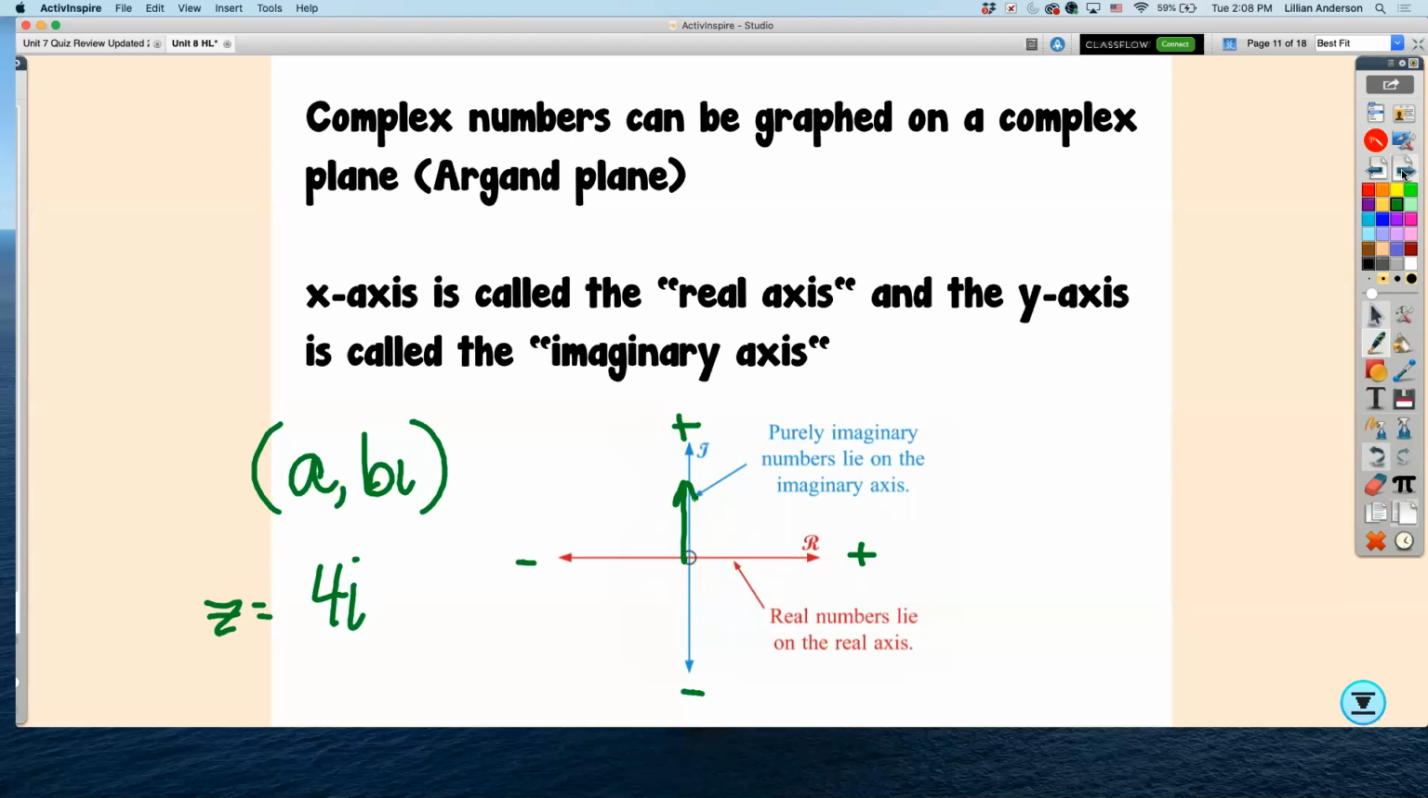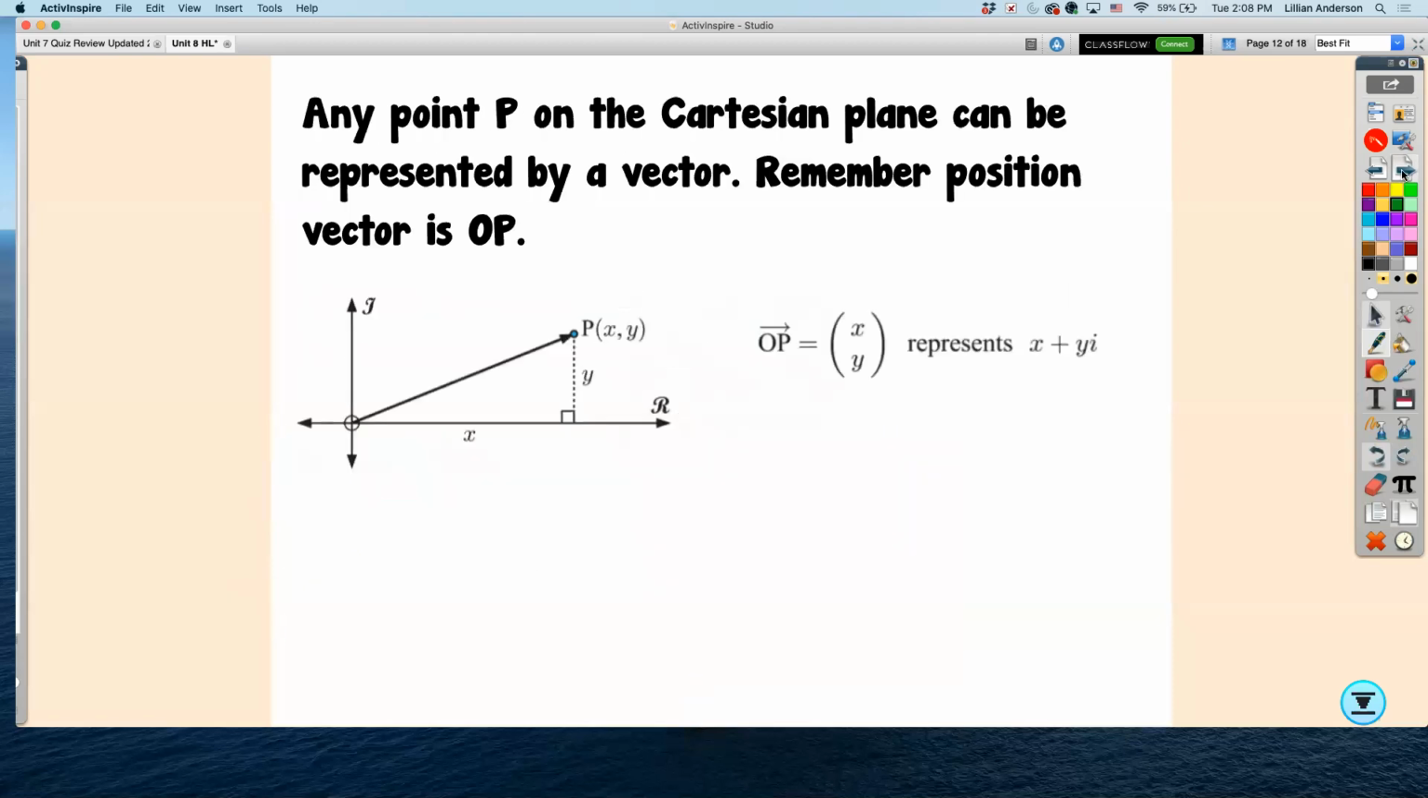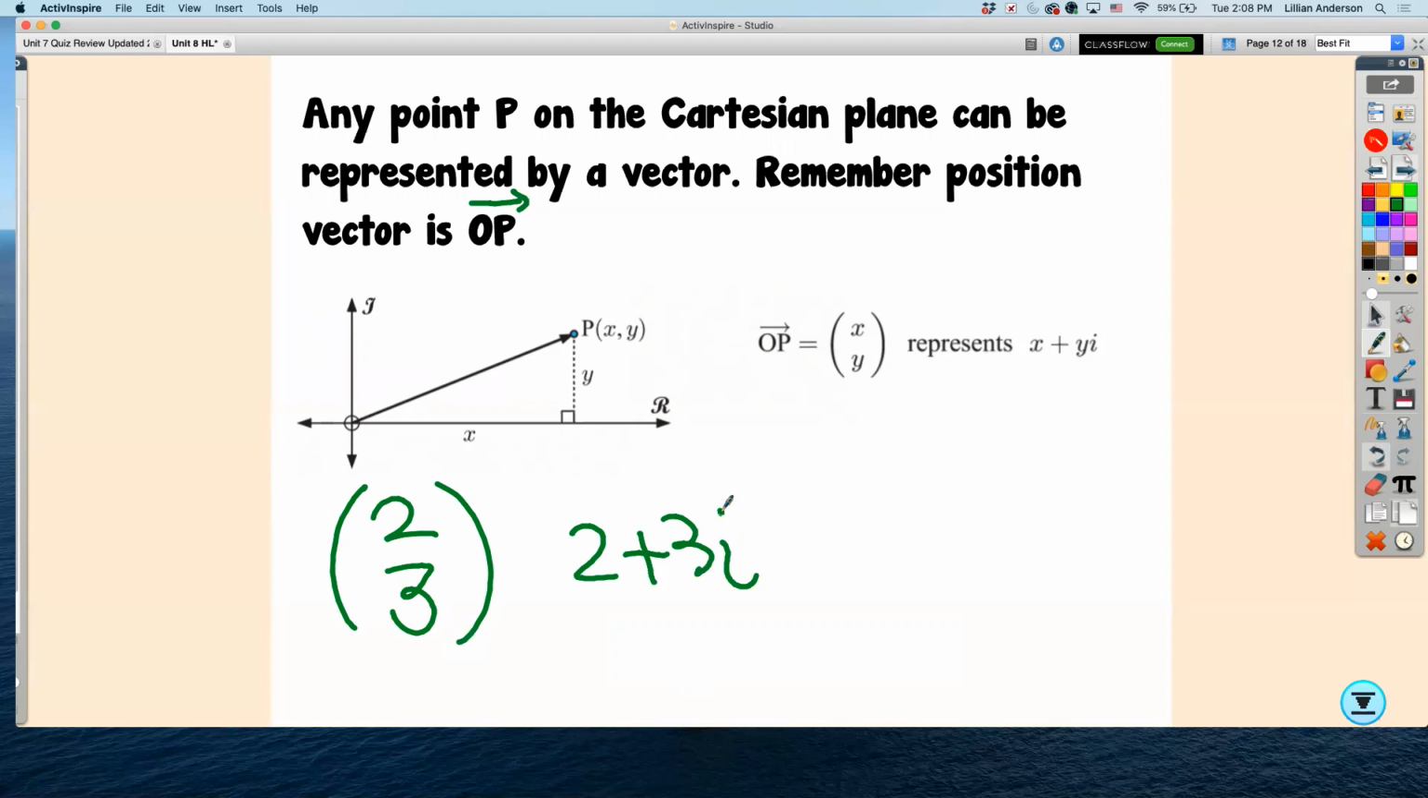Since I drew it like that, it's good for you to know that any point on a Cartesian plane can be represented by a vector. Remember position vector is OP, O representing your origin, P representing the point. That vector can be translated into complex numbers, okay? So anytime you see a vector such as (2, 3), this can be represented as 2 plus 3i inside of your real and imaginary axes.